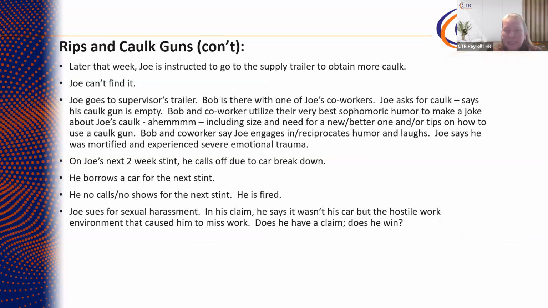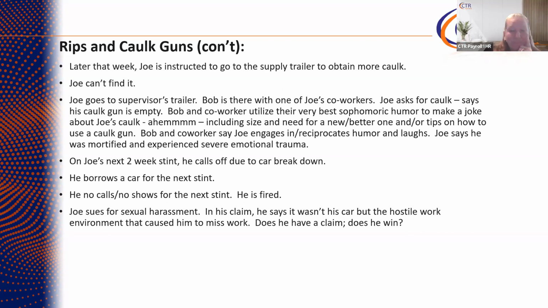It continues because we can't just be satisfied with one thing. We have more issues here. And this is often Murphy's Law, right? We get one issue and it just continues to spiral. Later that week, Joe is instructed to go to the supply trailer to obtain more caulk. And by the way, these guys live in these portable trailers. And I am told that they clean these trailers up for when legal counsel comes to visit. And if they actually clean this up for me, I'm still horrified. But in any event, we'll move on.